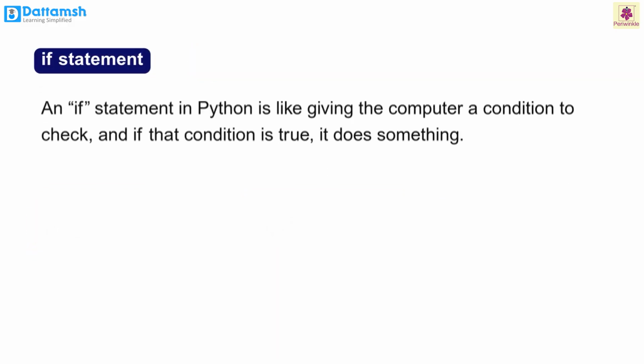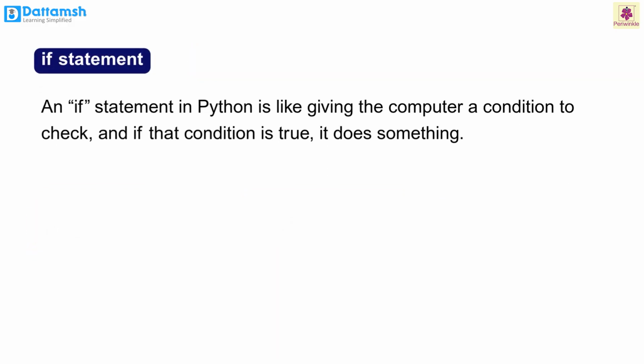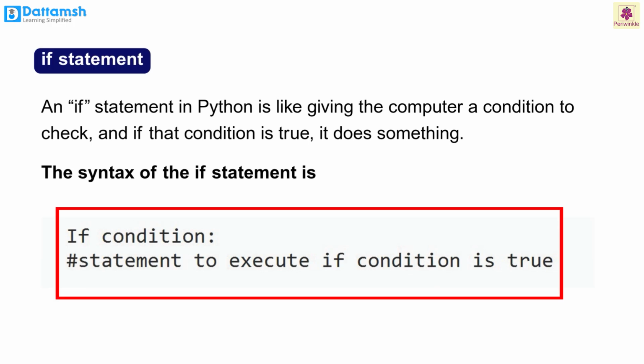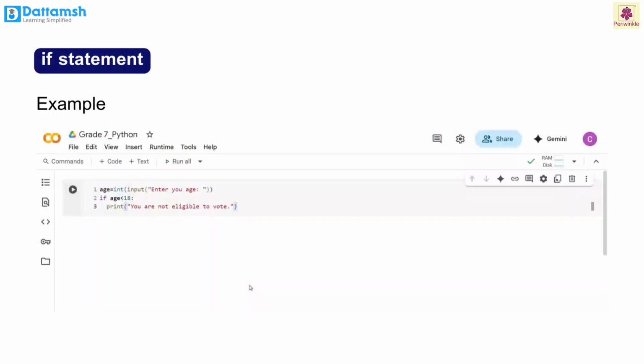If statement. An if statement in Python is like giving the computer a condition to check, and if the condition is true, it does something. The syntax of the if statement is, for example, in this Python code, the program checks whether the if condition, that is age is less than 18, is true and performs the next action based on it. Let us run the code and enter the age as 15. 15 is less than 18, the if condition is true. So we can see the output as you are not eligible to vote.